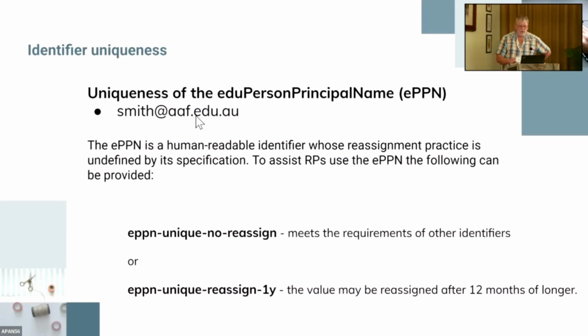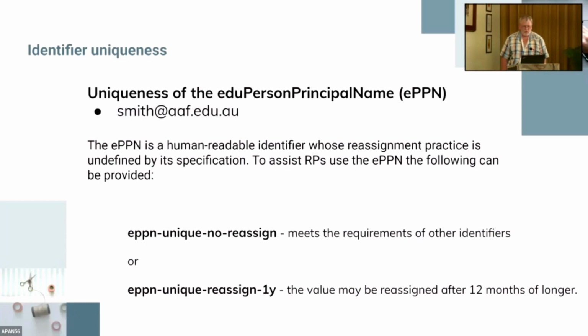Beyond that, there is uniqueness about the eduPersonPrincipalName, or the EPPN, which for me is Smith, actually, should be AAF-Smith, so I'm getting lazy. Smith@aaf.edu.au is my EPPN, and it's generally a human readable identifier whose reassignment practices are generally unspecified. So universities will potentially reissue or reuse that same identifier for new users as they come along if the old user or owner of that identifier has gone. Hopefully that won't happen, and that makes our life a whole lot easier.